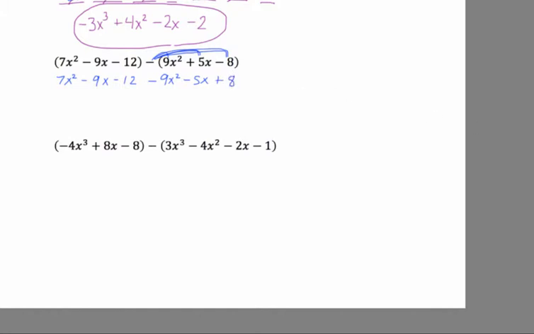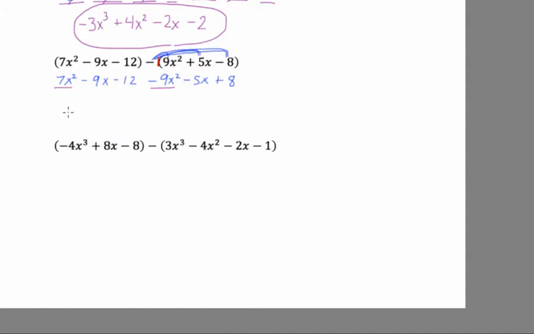Some people like to think of this as multiplying by negative 1. If you put a 1 here, negative 1 times 9x squared is negative 9x squared. Negative 1 times 5x, negative 5x. Negative 1 times negative 8, positive 8. Now that I've distributed that negative, now I just do it the same as above. I add up my like terms.